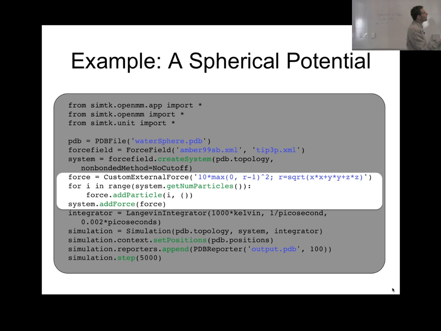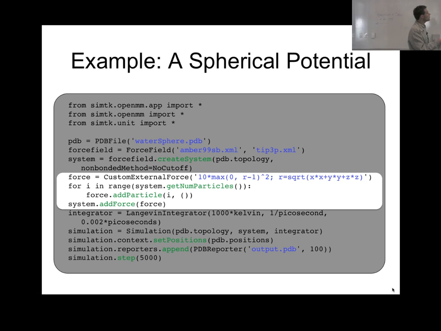And we say, oh, by the way, r is just the distance from the origin, square root of x squared plus y squared plus z squared. So we create this function. We're going to loop over the particles, and we are going to call force.addParticle for every one. Like I said before, you can apply the force to one particle, a subset of particles, all particles, whatever you want. In this case, we want to apply it to all particles.